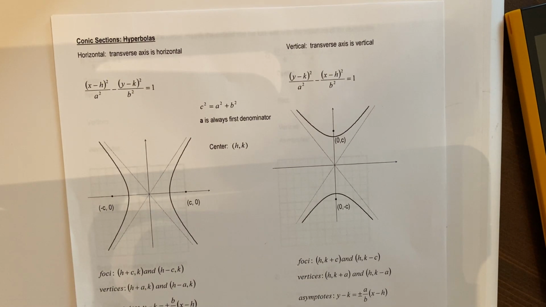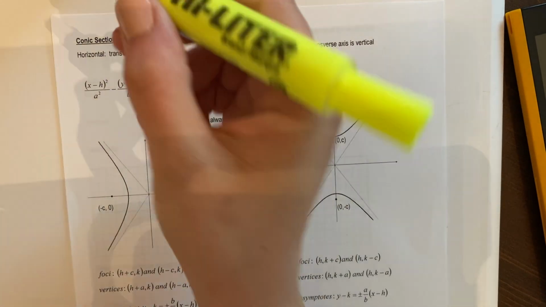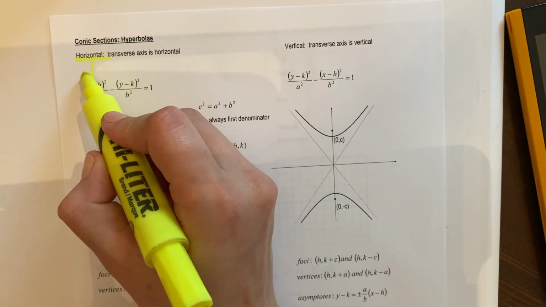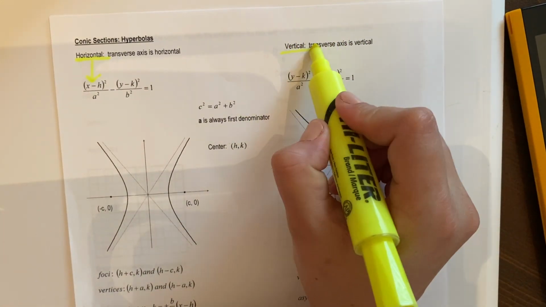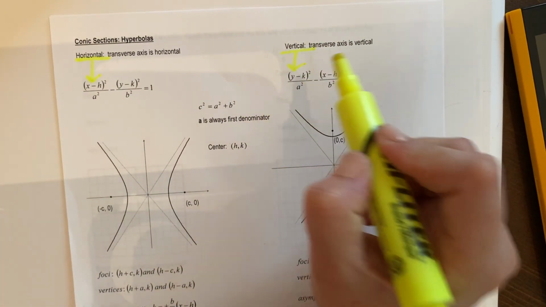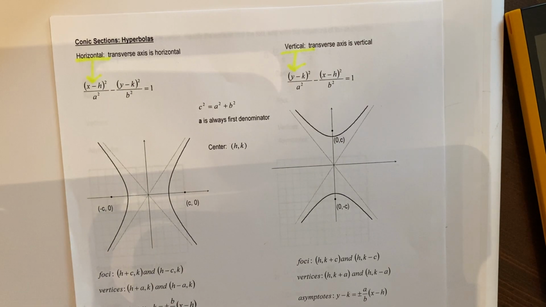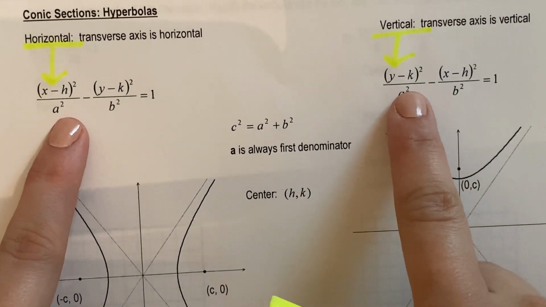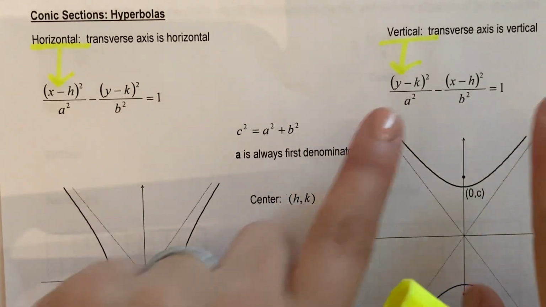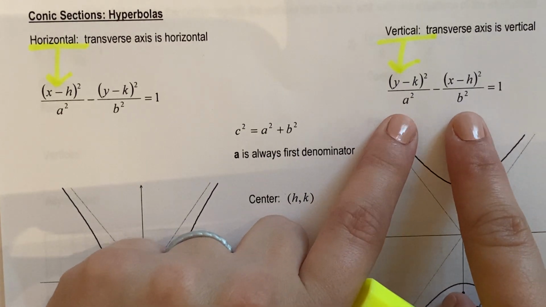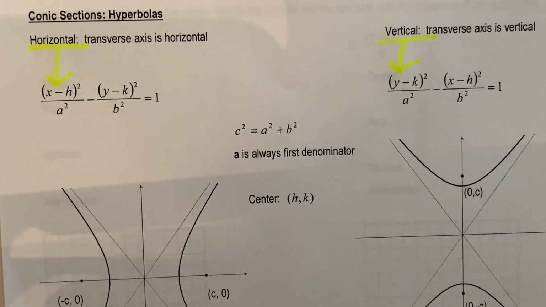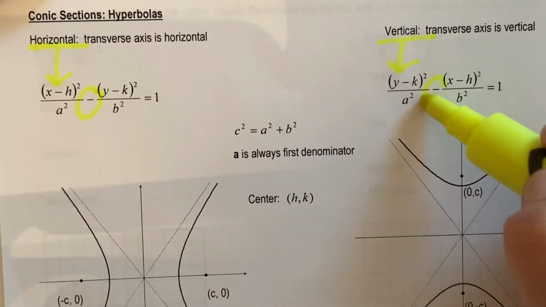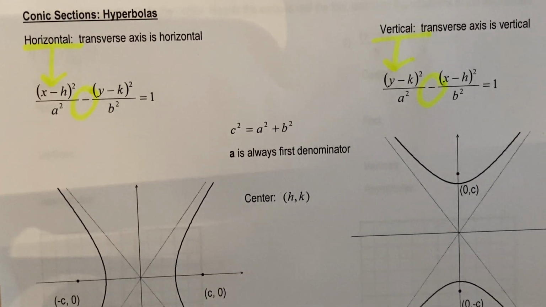So if you have a horizontal hyperbola, that means the x value comes first. If you have a vertical hyperbola, the y value comes first. So it doesn't matter that A or B are bigger or smaller. It just matters is X or is Y first. A and B, you'll notice, stay in the same spots no matter who's bigger or smaller. They always equal 1, and you'll notice the other difference is there's a subtraction sign instead of an addition sign.